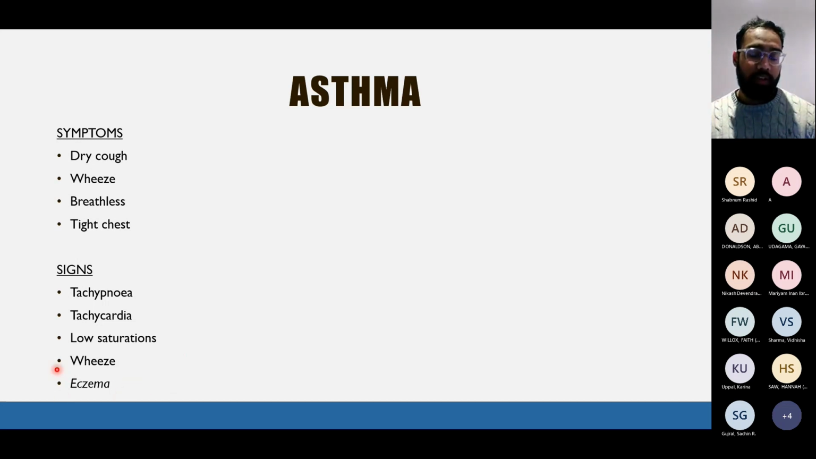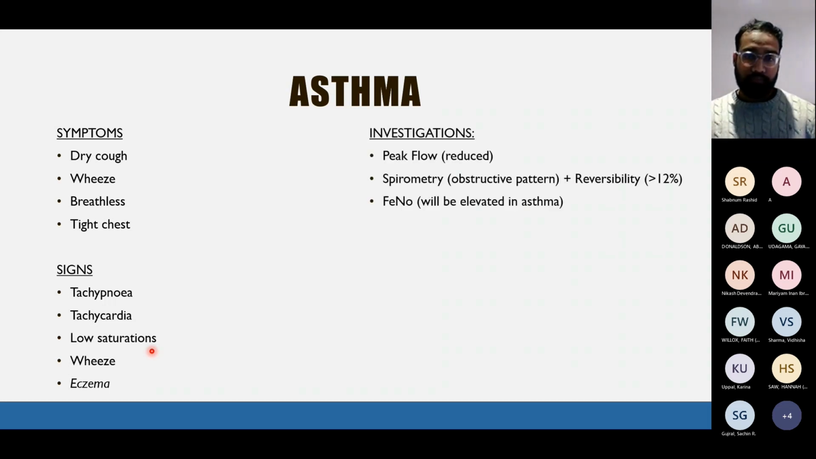Eczema I put in here because historically asthma is part of something called the atopic triad, which consists of asthma, hay fever, and eczema. So if someone has asthma, it's not uncommon for them to have eczema rashes as well. But that's just because of the underlying pathophysiology of it being an immune reaction, rather than the eczema and asthma being directly linked.